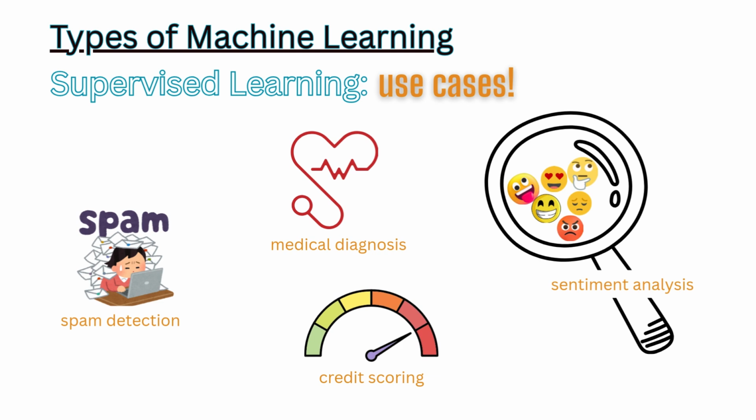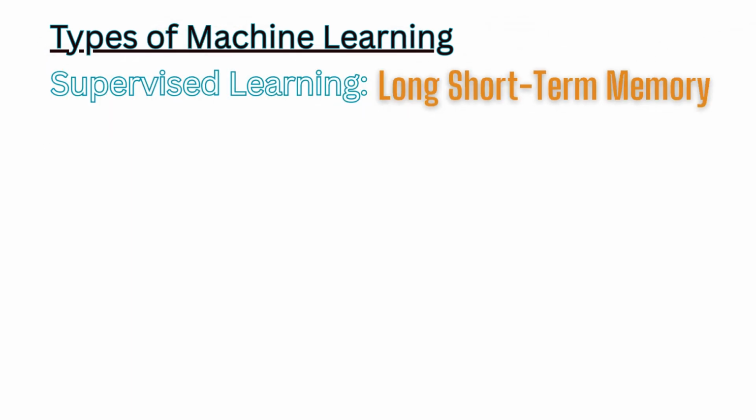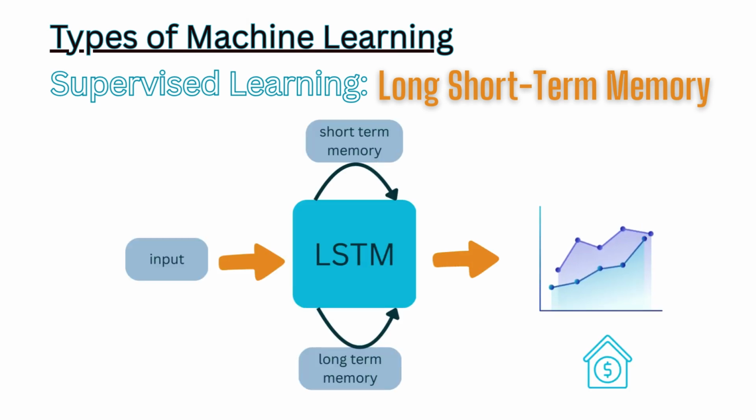And here's the exciting part. Later in this playlist, we'll build a supervised learning model using an LSTM, a type of neural network that's great at learning from sequences and time-based data, like housing prices over time.